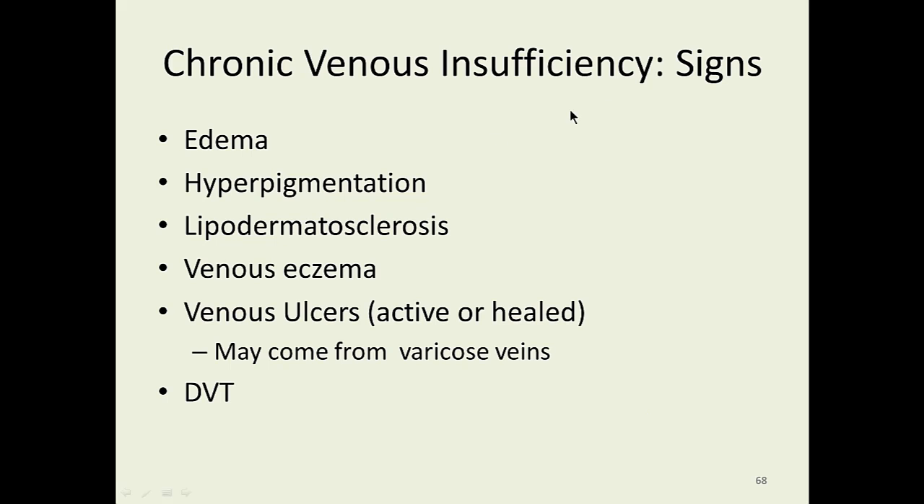Signs of venous insufficiency, you should definitely know this slide: edema, hyperpigmentation, lipodermatosclerosis. Lipodermatosclerosis, nasty looking. The diseases we'll see in a minute. Venous eczema, venous ulcers. Some of them can lead to gangrene, and of course DVT. Know the slide.